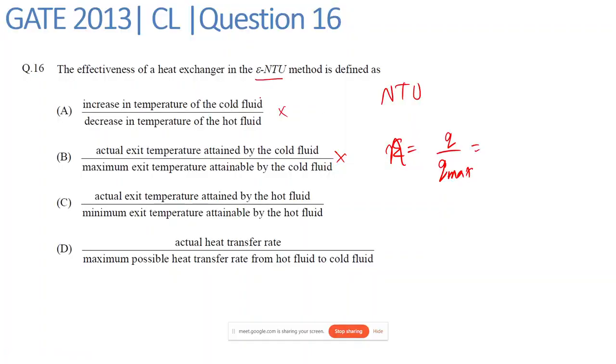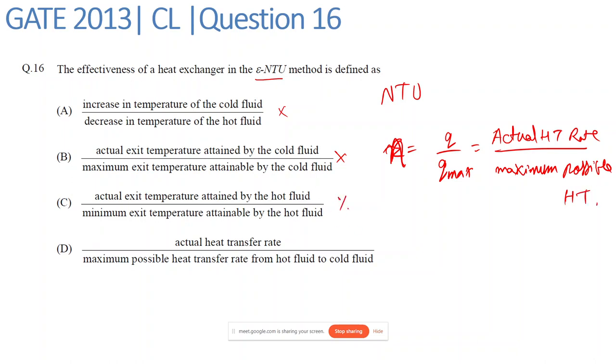So as discussed, we had to find the heat exchanger effectiveness by the NTU method. We straight away define this effectiveness as Q upon Q max, where Q is the actual heat transfer rate and Q max is the maximum possible heat transfer. From the given options, we can rule out the first three options, and the fourth option is correct according to our definition, that is actual heat transfer rate upon maximum possible heat transfer rate from the hot fluid to cold fluid.